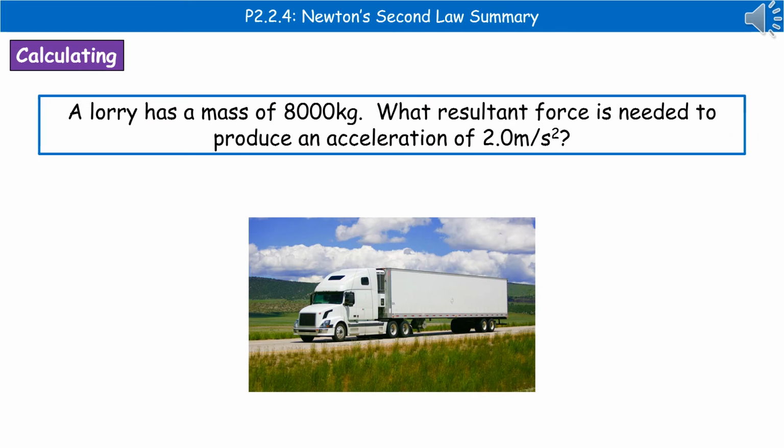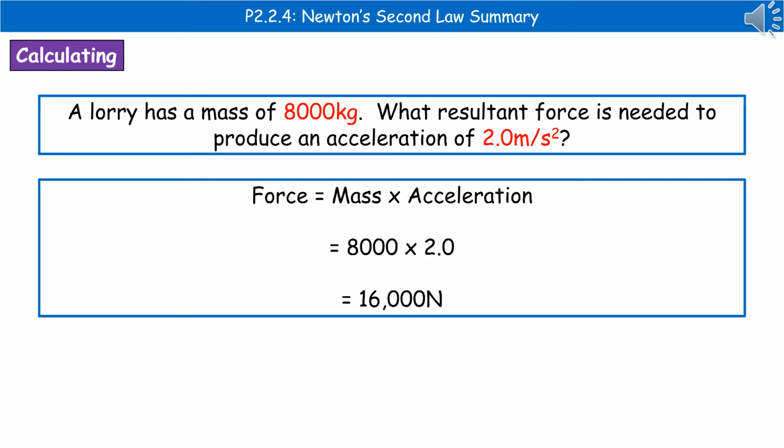If we consider an example question then, a lorry has a mass of 8,000 kilograms. What resultant force is needed to produce an acceleration of 2 meters per second squared? First thing to do, as always with our calculation, is highlight, underline, circle or jot down the key values from the question so you don't have to reread the whole thing over and over again. And I've done that in red in the question, as you can see.